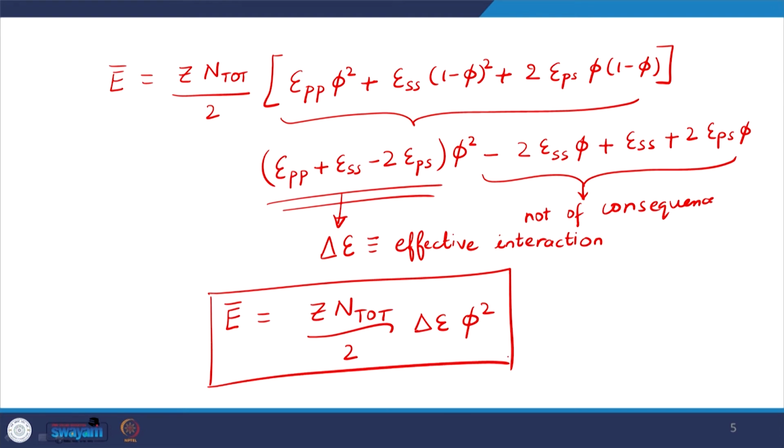So, before we proceed, let us say I want to focus on this effective interaction part and try to argue why we need to have this kind of a term representing the effective interaction here. So, the idea goes like this. The delta epsilon essentially characterizes the effective energy of a solute contact.